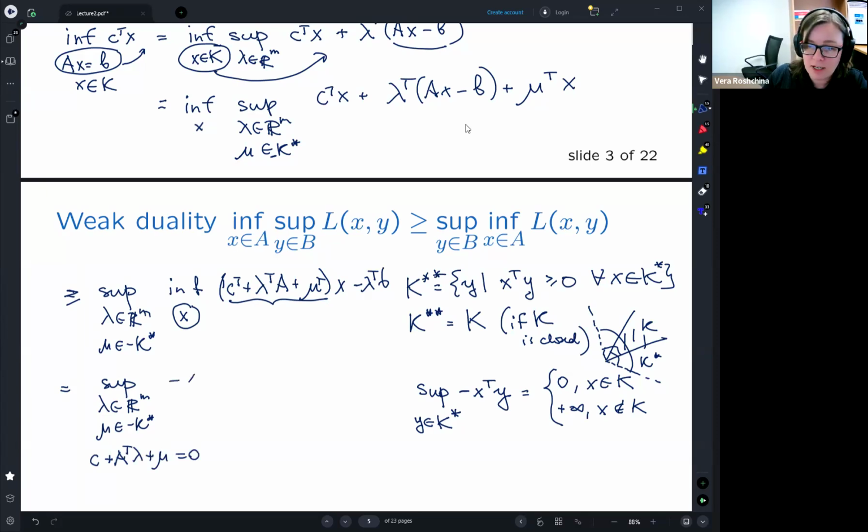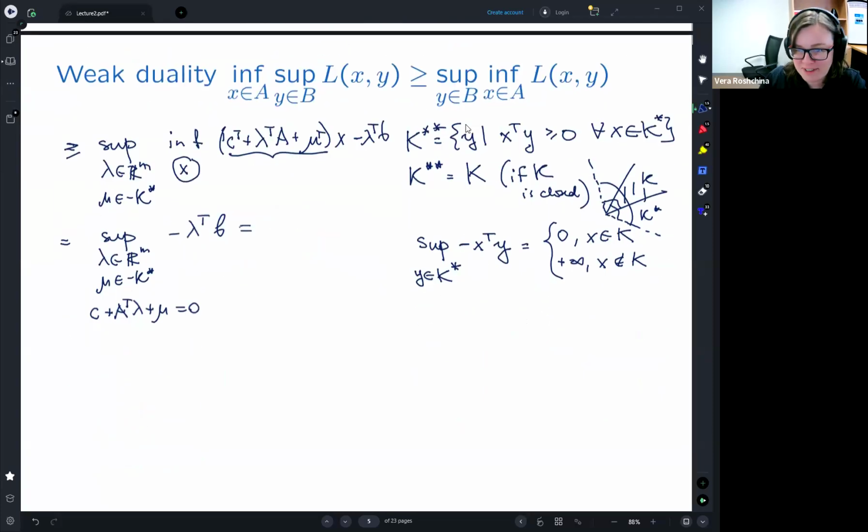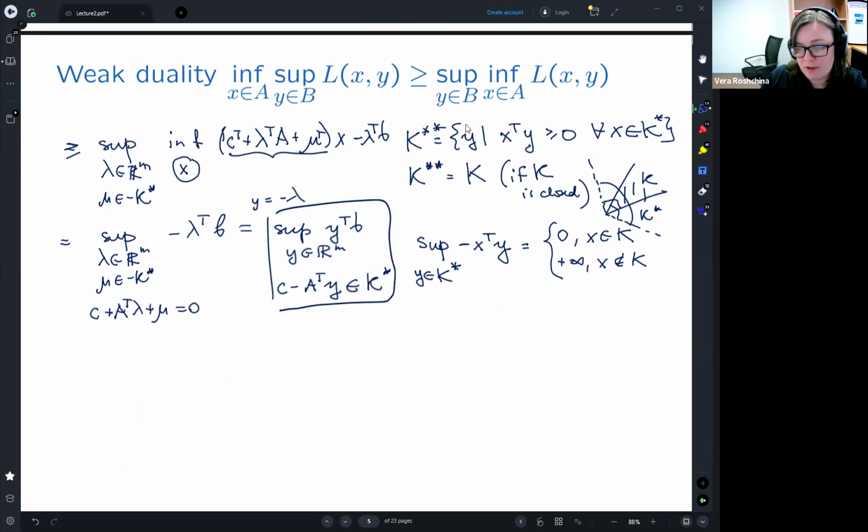So I'm going the other way around, and I have minus lambda transpose B, the supremum of this function over these constraints. So that gives me a standard dual conic programming problem. I can write it as y transpose B, let y equal minus lambda. Y is in R^m. And then here I can simplify this whole thing by saying that C minus A transpose Y is in K star. Right, so I got a dual conic programming problem.